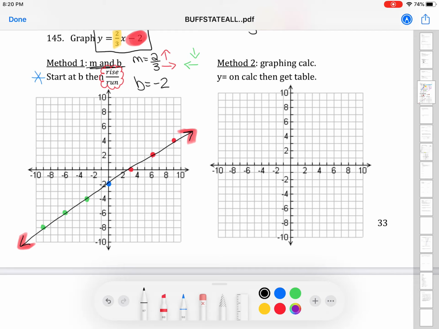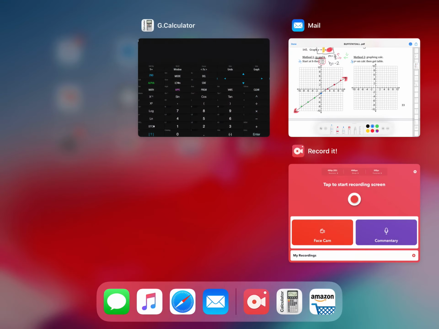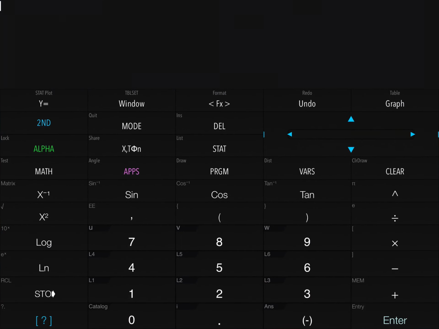Okay, so that's method 1, and that's the method I'm actually going to use with you a lot. Method 2 is using the graphing calculator, which you may or may not have done before, but this is essentially how to do it. So you're going to go to the y equals option on your calculator and pull up a table of points. So I'm going to pull open my calculator to start and show you where exactly those buttons are.